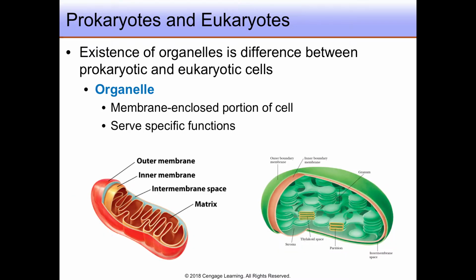From this you can see that the presence of subcellular organelles is the key distinction between prokaryotes and eukaryotes. Organelles are enclosed by membranes, and each has its function to perform within the cell. Examples include the mitochondrion, illustrated on the left, and the chloroplast, pictured on the right.